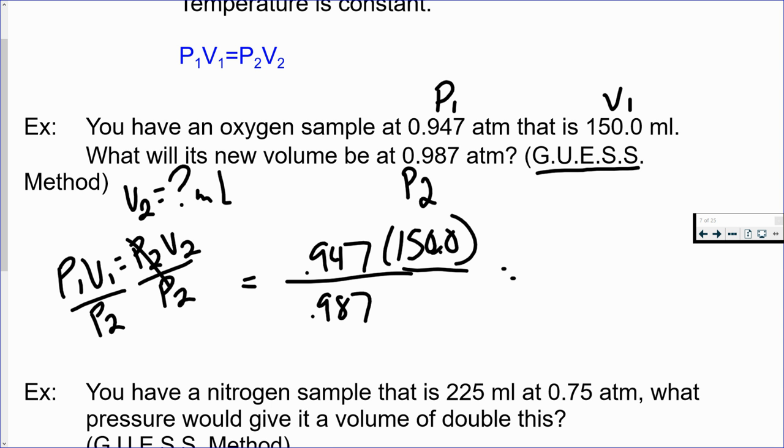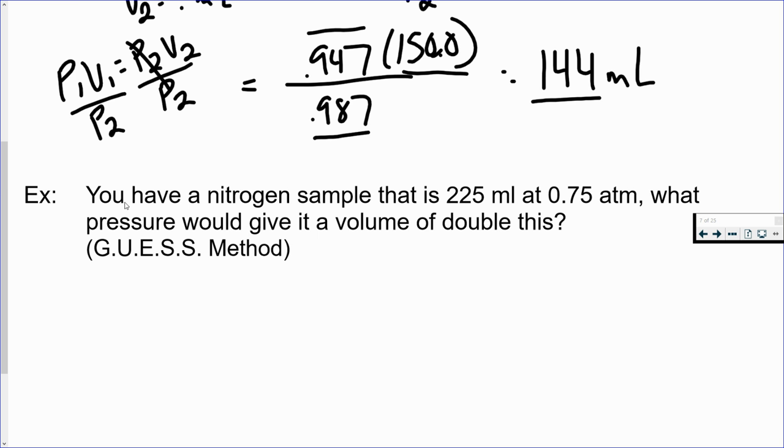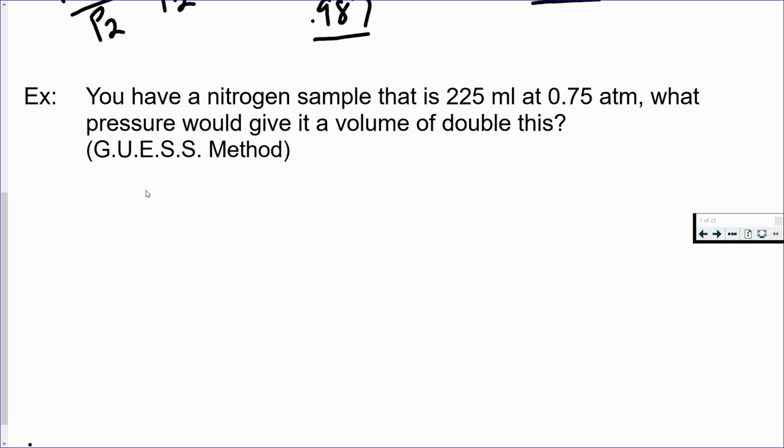When we plug this into our calculator, we're going to get 144, and that's going to be milliliters. The reason for 3 sig figs here is that both of my pressures have 3 sig figs. All right, I'm going to count down, and then you guys can work or check the answer to your second problem on your own.